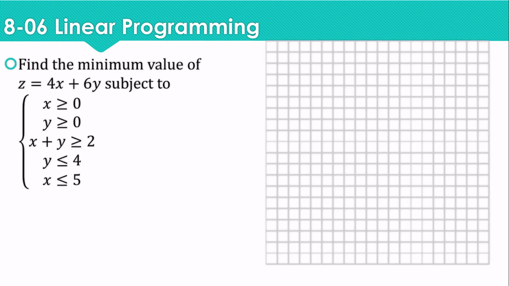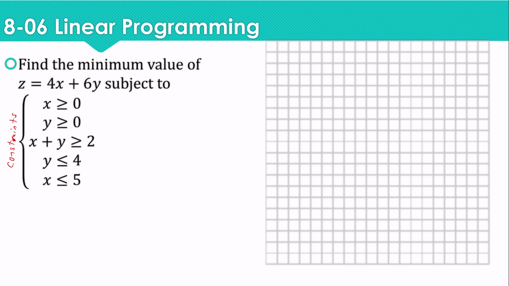So let's use linear programming to find the minimum value of function z, given these constraints. So the inequalities are the constraints, and z is the objective function. So we start by just graphing the constraints.